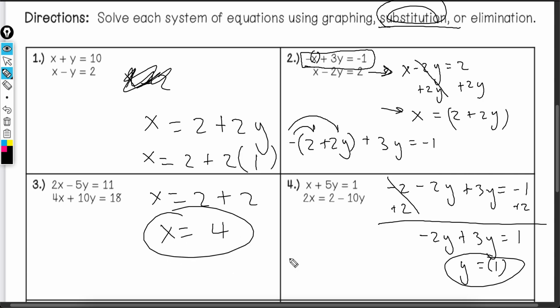And I don't know how your teacher wants it, but usually it's the x right here, and then y goes right here. So this would be the answer to the substitution. And the same thing would have been for this one too.